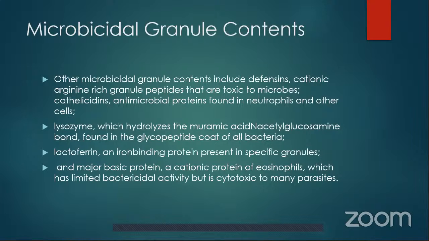Then there is major basic protein, which is a cationic protein of eosinophils, which basically has limited bactericidal activity, but it is cytotoxic to many parasites. So you can see that in parasitic infestation, the marker of parasitic infestation on the peripheral blood is eosinophilia. So high levels of eosinophils are produced to get rid of the parasites.